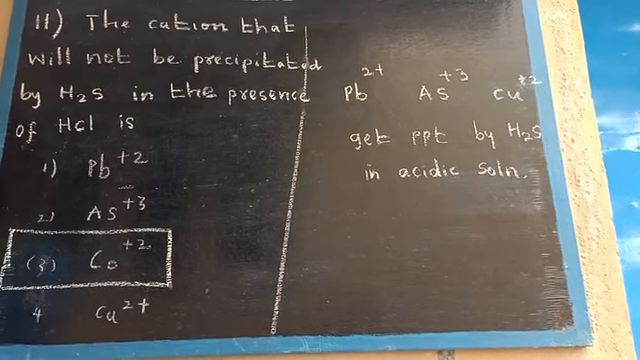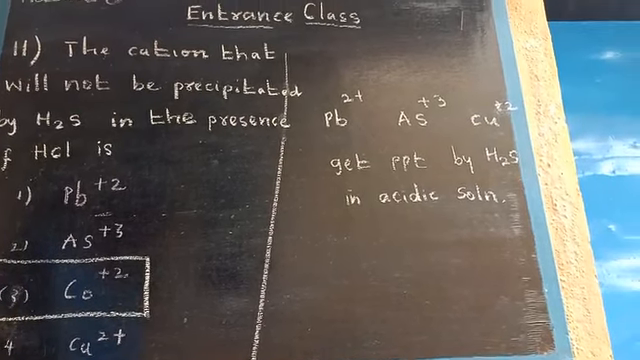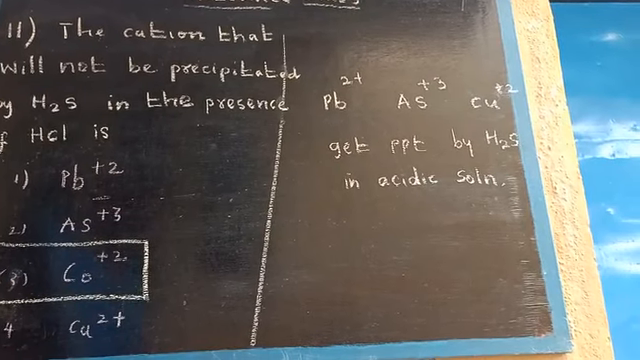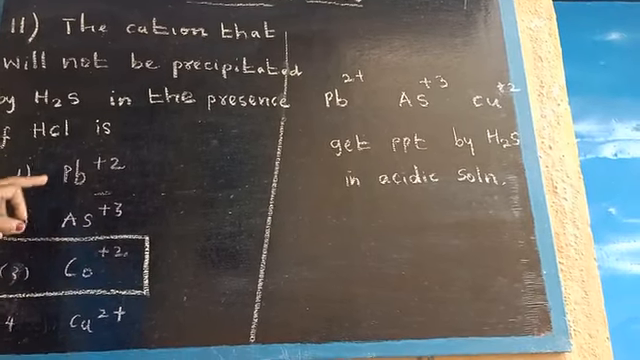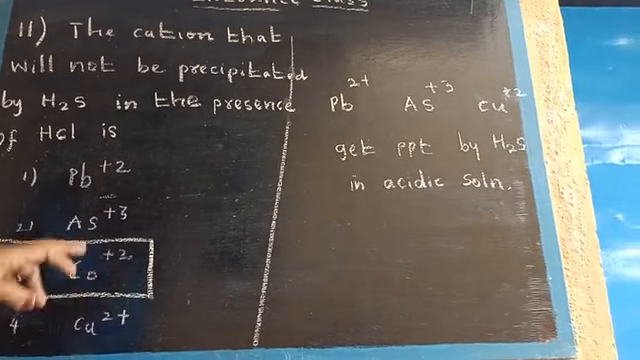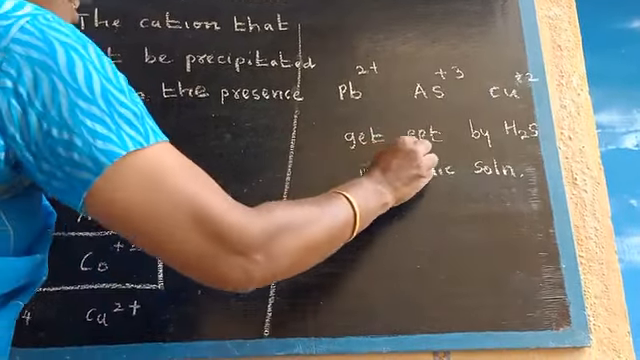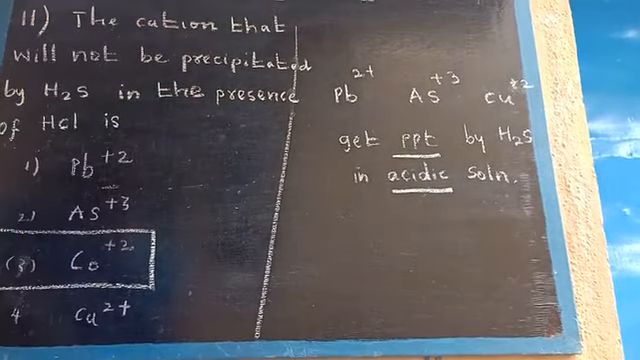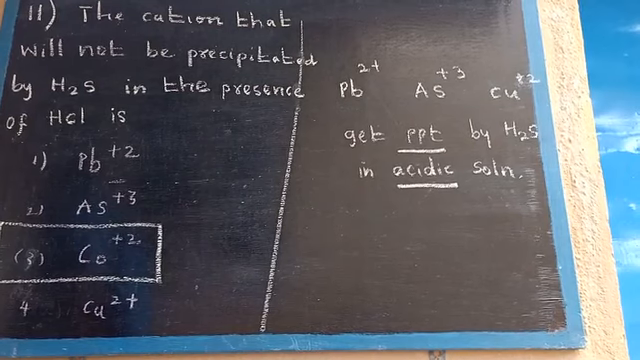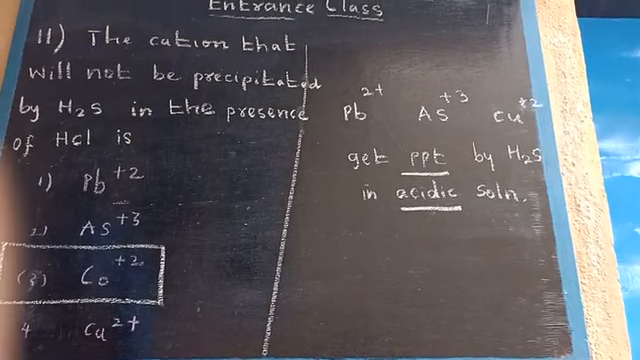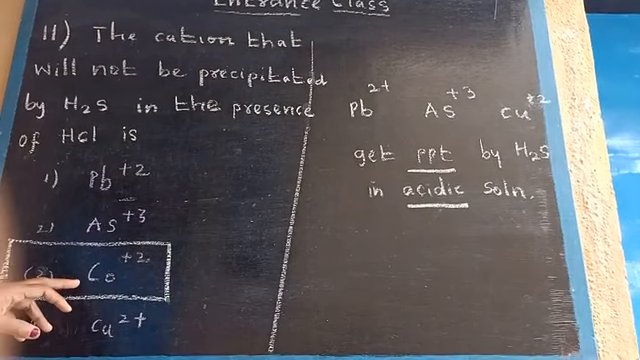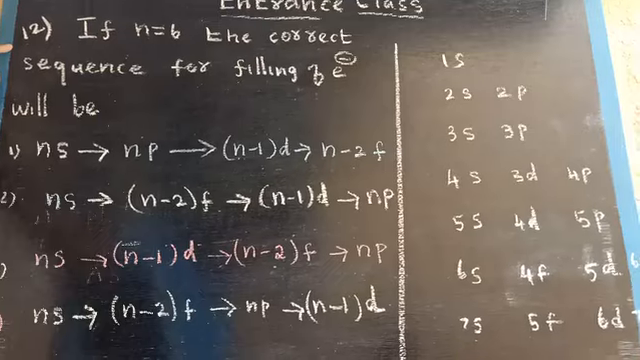But in alkaline medium, that is ammoniacal solution, it gives the precipitate. Are you clear, children? Pb, As and Cu2+ give the precipitate in acidic medium. Co does not give the precipitate in acidic medium, but it gives the precipitate in ammoniacal solution. So the correct option is Co2+.